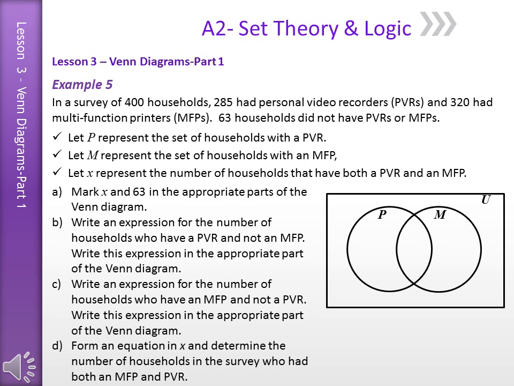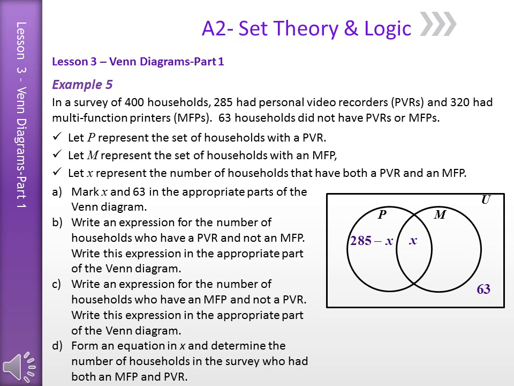And since usually the best strategy for this is starting in the middle, and we don't have that number, we're just going to mark X in the overlap. And we do know that 63 households have neither, so we can place that 63 in fairly quickly. Step B. Write an expression for the number of households who have a PVR and not an MFP. So this would be the number of households that are in set P but not in set M. We know that 285 households have a PVR. We already have X accounted for, so the expression is going to be 285 minus X.